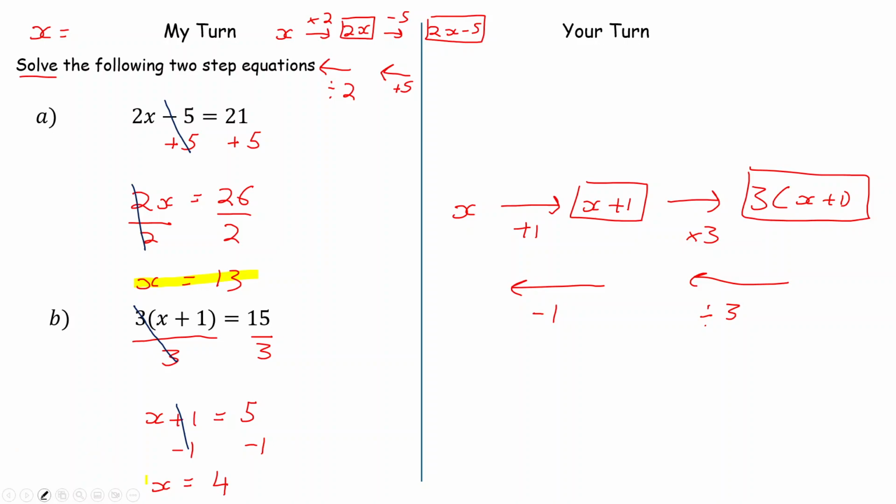And of course, we're going to go and check our answer now. So we've got pen. Let's make it in green. So I've got 3 bracket, my x value is 4, so 3 bracket 4 plus 1. Right, 4 plus 1 is 5. 3 times 5 indeed is equal to 15. So that's good. Right, that solution is definitely correct.